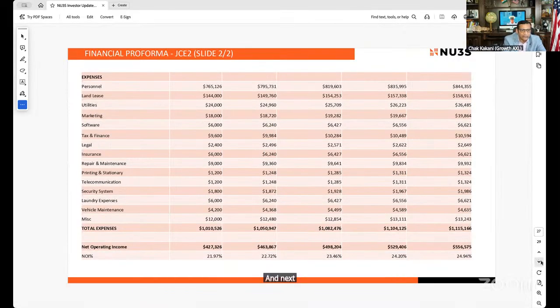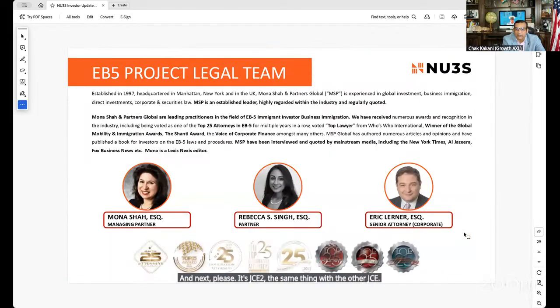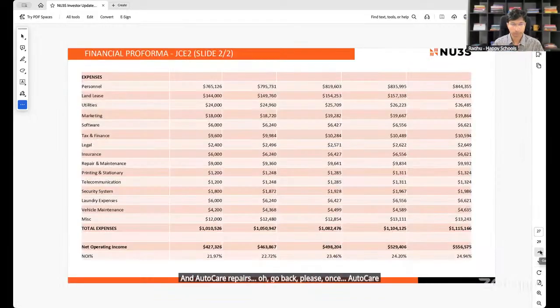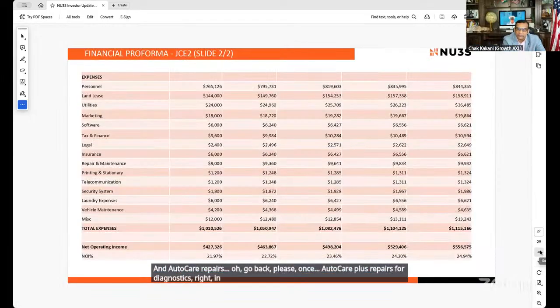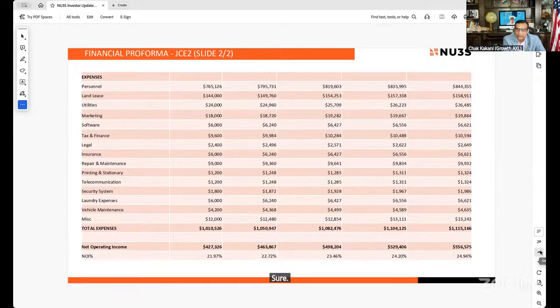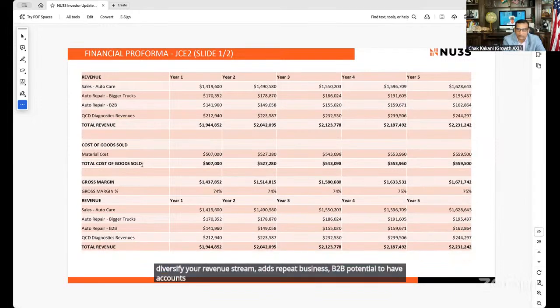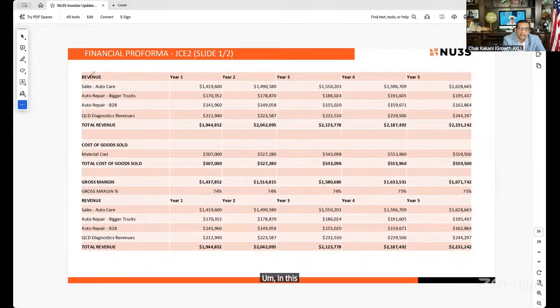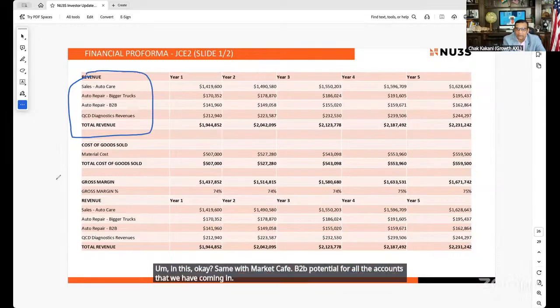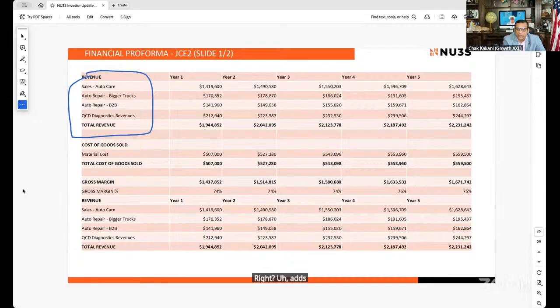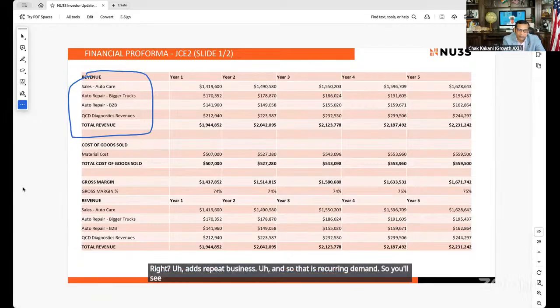And next, please. It's JCE2, the same thing with the other JCE, and auto care plus repairs. Oh, go back, please, Raghu, once. Sure. Auto care plus repairs for diagnostics. In JCE2, again, 3 things: diversify our revenue stream, adds repeat business, B2B potential to have accounts that we do auto care for. Same with Market Cafe, B2B potential for all the accounts that we have coming in. Adds repeat business, and so that is recurring demand. So you'll see that in this pro forma reflected.